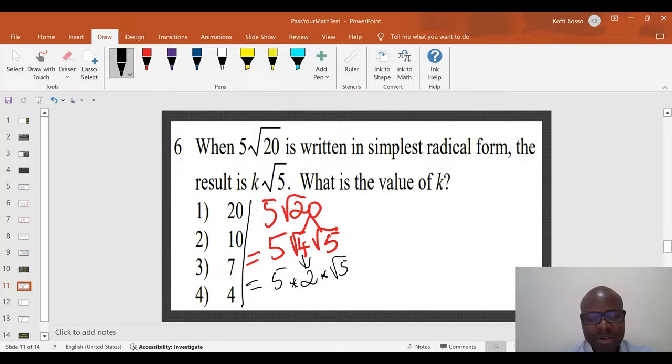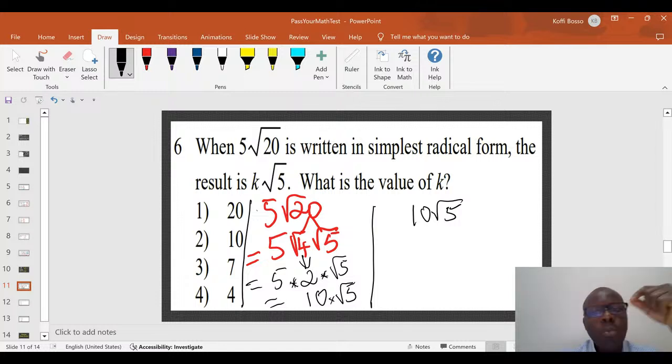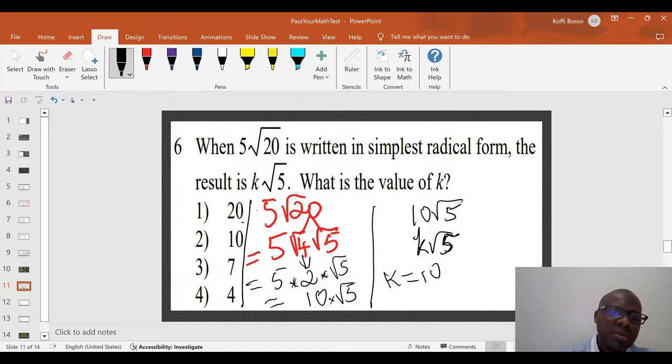What's going to happen? I have a regular 5, I have a regular 2. So you multiply both, you get a regular 10, multiplied by square root of 5. Let's put it here to show you something. So I have 10 square root of 5, which is the same as 10 multiplied by square root of 5. So based on the question, they say k square root of 5. So I get that square root of 5. Therefore, the k is what I have outside, and my k is 10. The correct choice here is number 2.